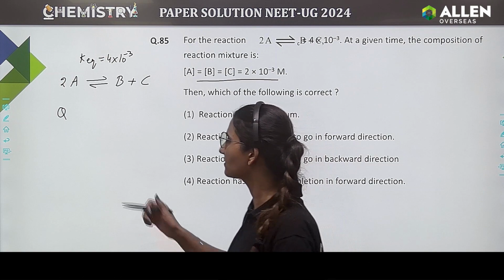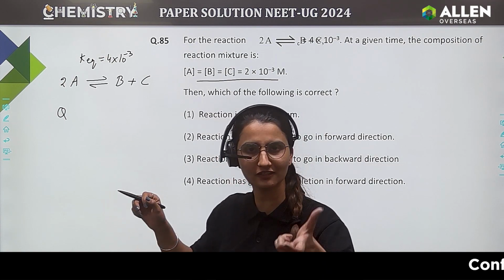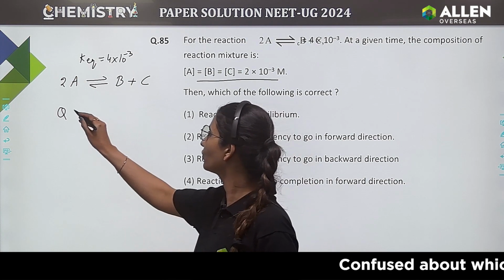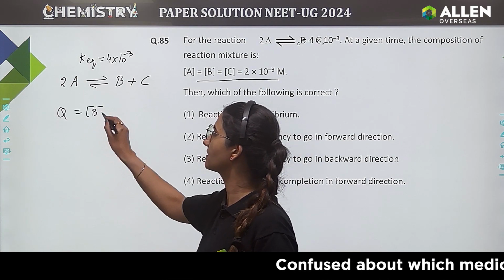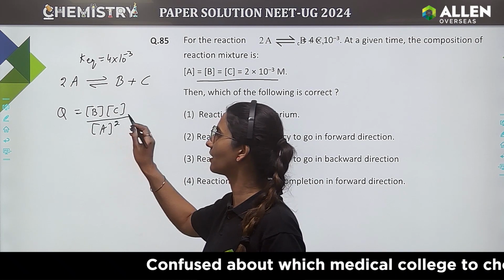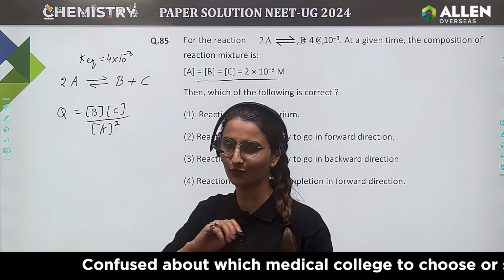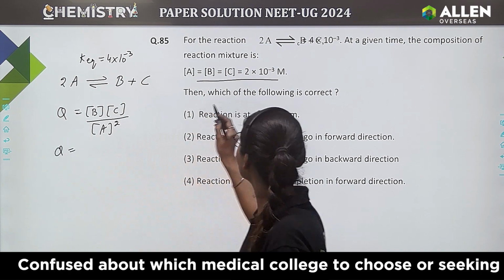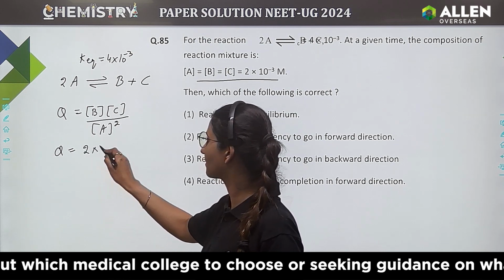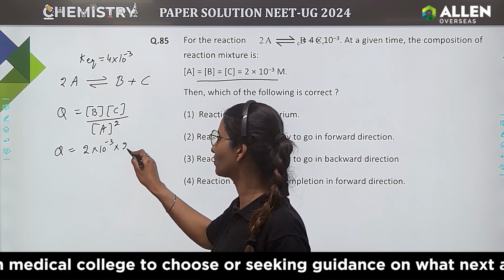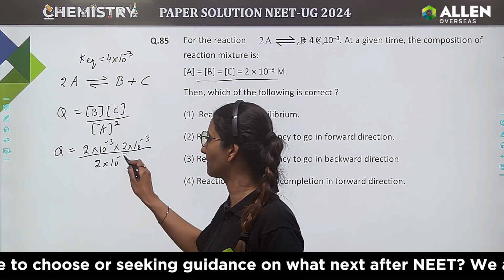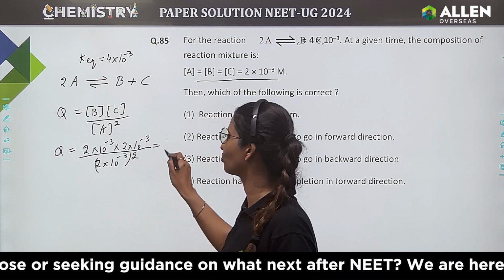How do you define Q? Similar to K equilibrium. The only difference is it is at any other instant except equilibrium. So Q would be equal to concentration of B times concentration of C, divided by concentration of A raised to the power 2. Let's substitute the values. All values are the same, so if you put 2 into 10 raised to power minus 3, times 2 into 10 raised to power minus 3, divided by the square of 2 into 10 raised to power minus 3, and solve it, what is Q?